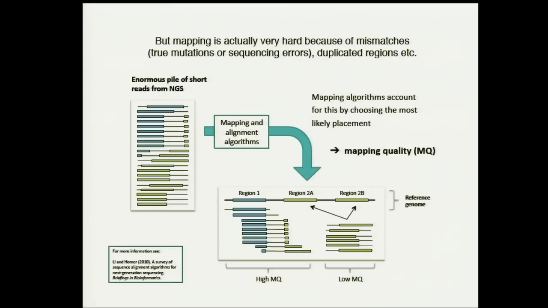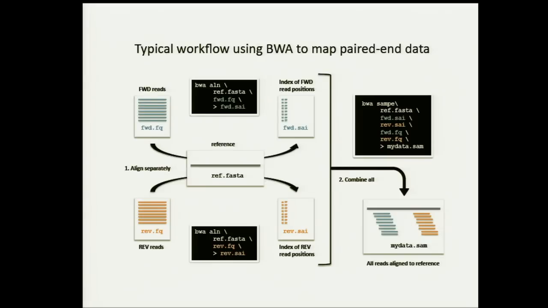Okay, so this is how we get mapping and alignment. And one thing that I want to point out, neither of these algorithms take into consideration the base quality score. All of alignment and mapping are done regardless of quality score. BWA does not look at quality scores.